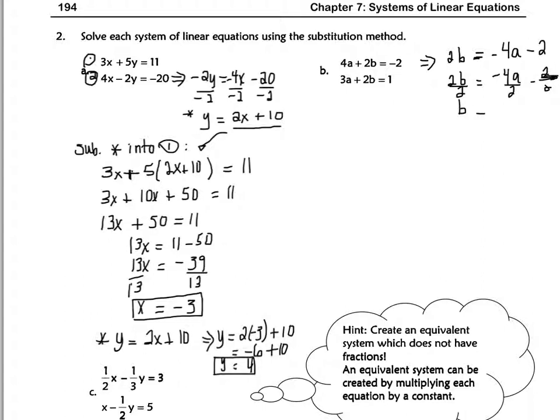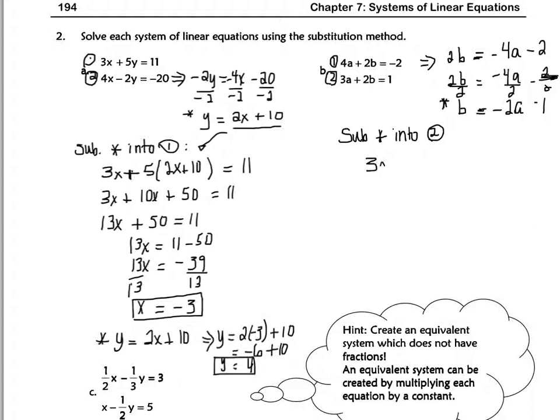And that would give you b equals negative 2a minus 1. And that would be our star equation. So if we go to the next equation, we would sub that into the next equation. So we have sub our star into equation 2. Yes, 2. This would be equation 1. This would be 2.